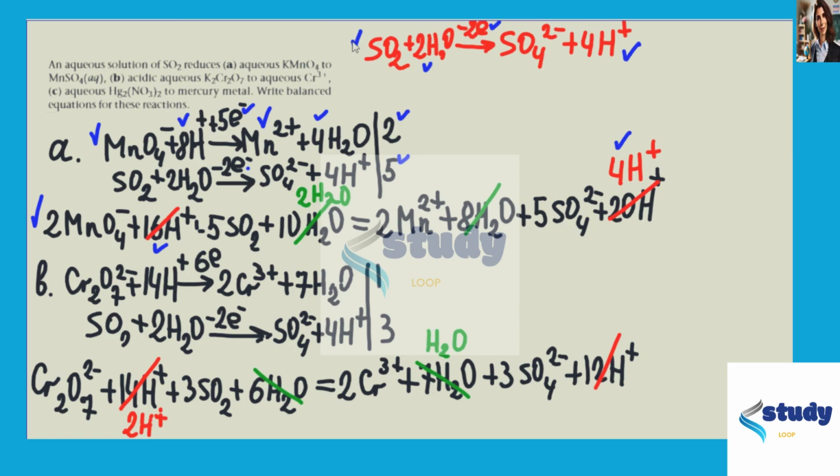After we do the same thing with water, we have 10 waters on the left and 8 waters on the right. We subtract 8 waters from each side, and we're left with 2 waters.